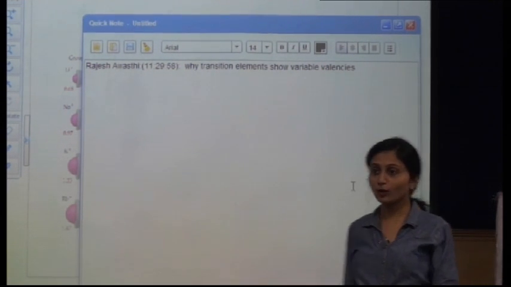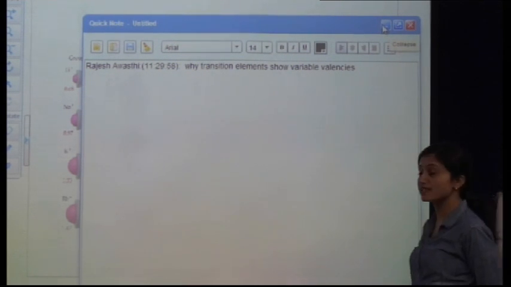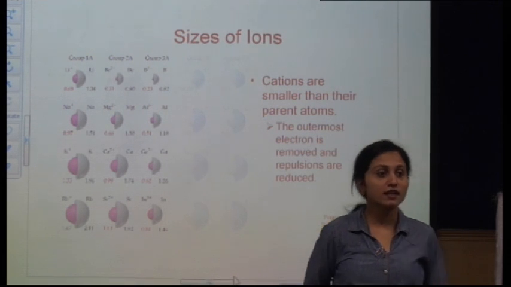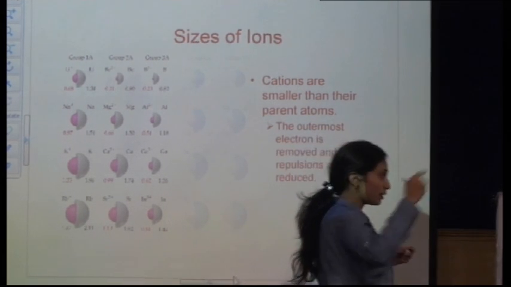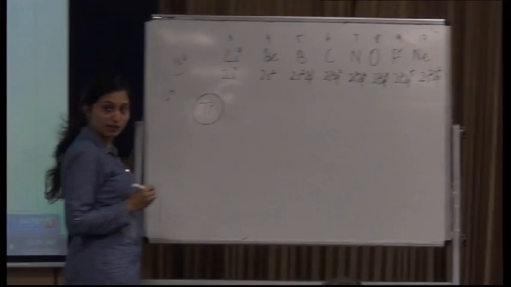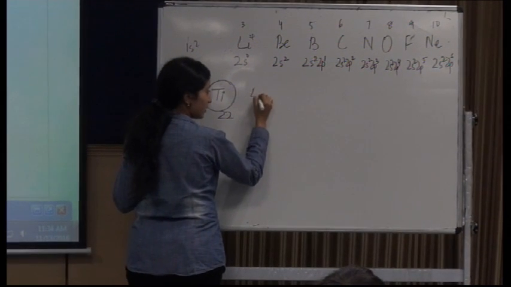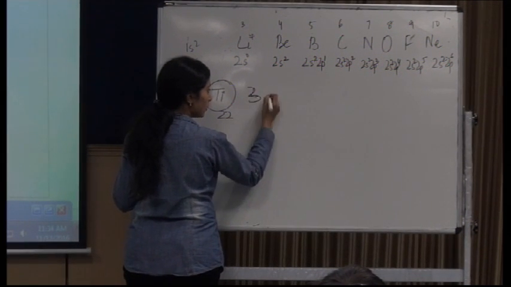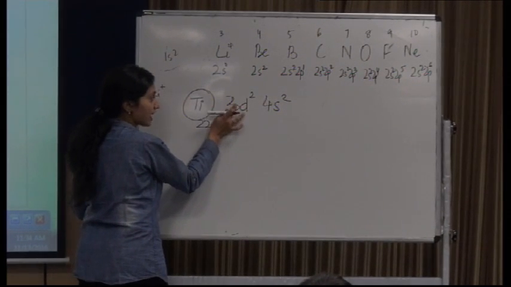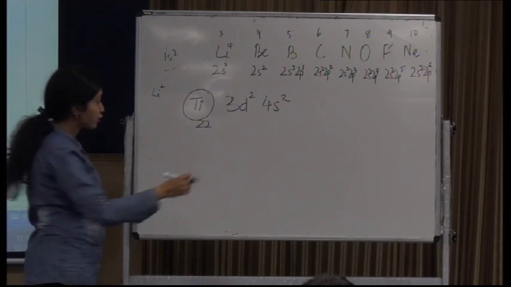Okay. So now to just wind up, why transition elements show variable valencies is the last doubt for today. Let's take up an example of titanium. What is your titanium? 22. What is that? 3d2 4s2, because 4s gets filled first, but when you write down the configuration I have told you to make sure that you write 4s outside. So it is 3d2 4s2.